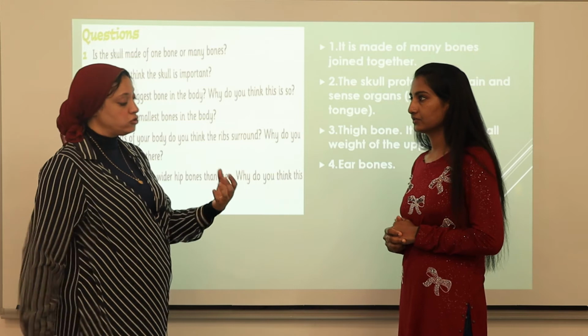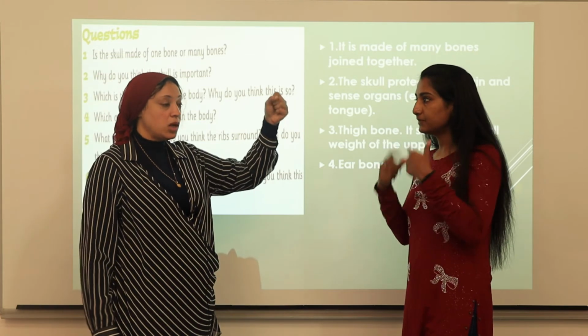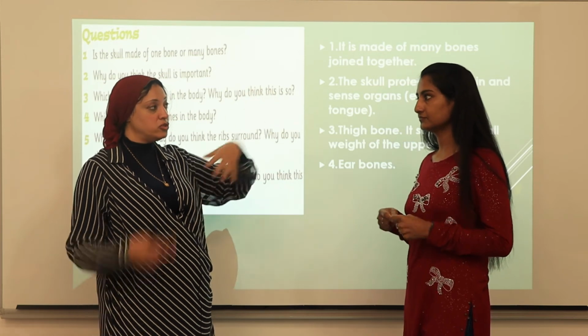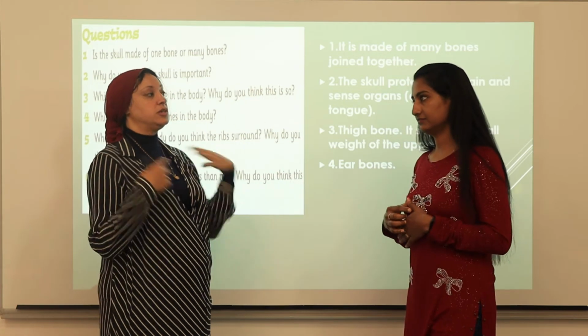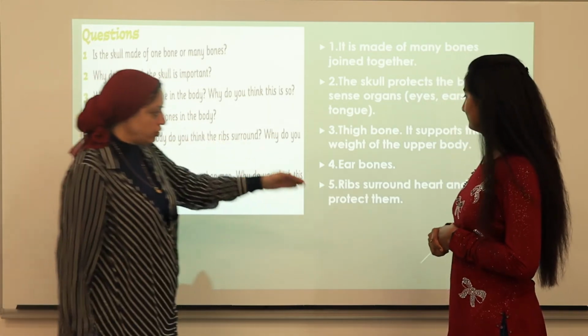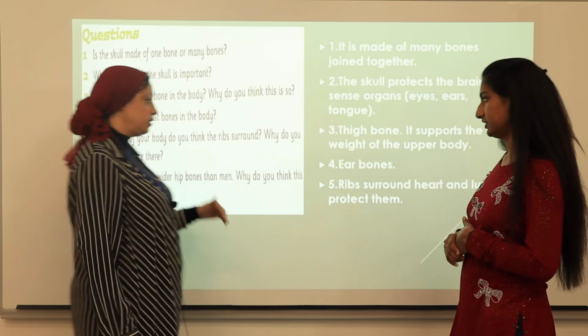Because what is the function of the heart? It pumps blood throughout the body. Yes, it's pumping the blood to all the body parts. What is the function of lungs? It's respiration. Yes, for respiration or breathing. Okay, so the ribs surround the heart and the lungs to protect them.